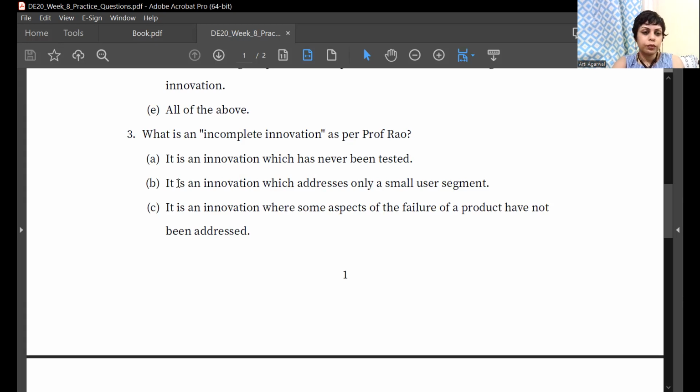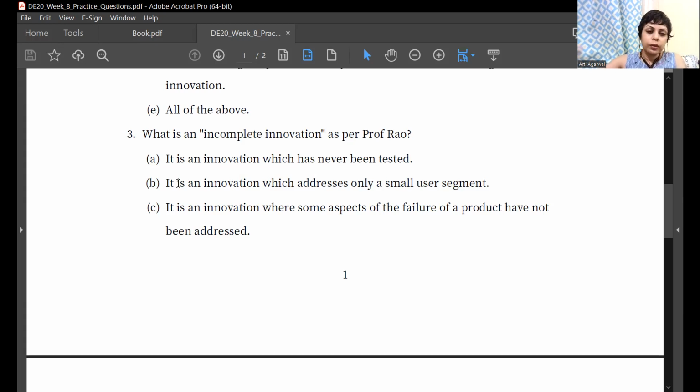So the option for question 3, the first option is that it is an innovation which has never been tested. Now, this is not what we are really talking about in the lecture. An innovation which has never been tested will not actually be an innovation at all because you don't need to test it. So that is true, but that is not what he's talking about in the lecture. Second is it is an innovation which addresses only a small user segment.